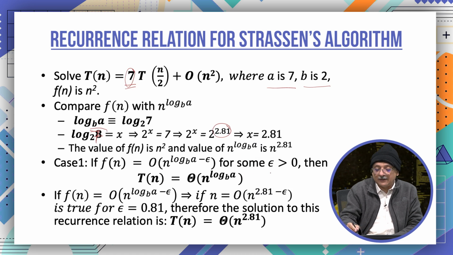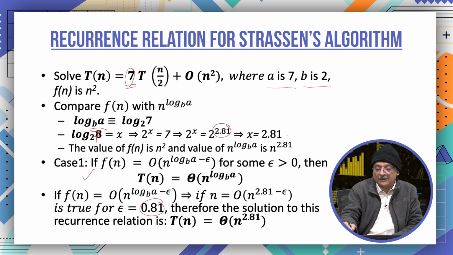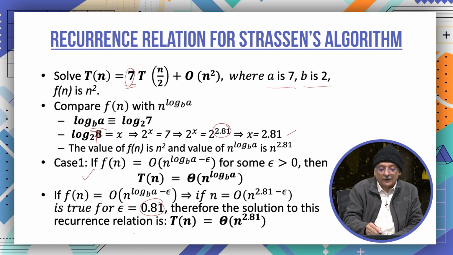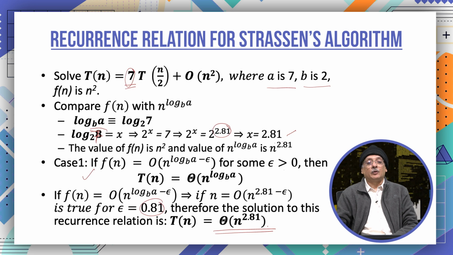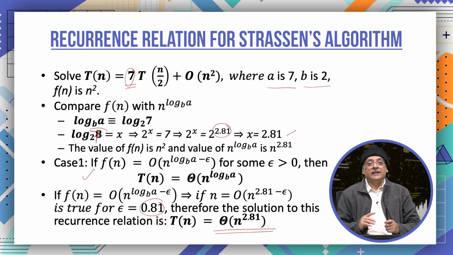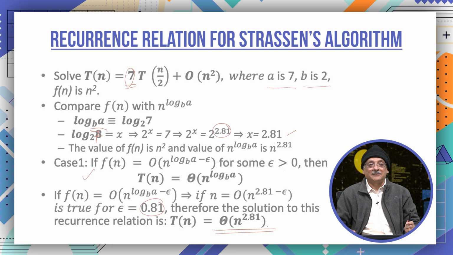From this value, we again check that epsilon is greater than 0; the value of epsilon is 0.81 in this case. Because it is once again case 1 and log base 2 of 7 is 2.81, the overall complexity of this recurrence relation is theta of n to the power 2.81, which is slightly better than n to the power 3. So Strassen's algorithm is slightly better.